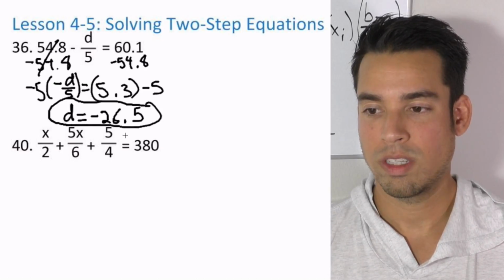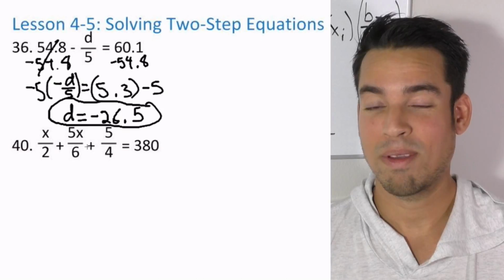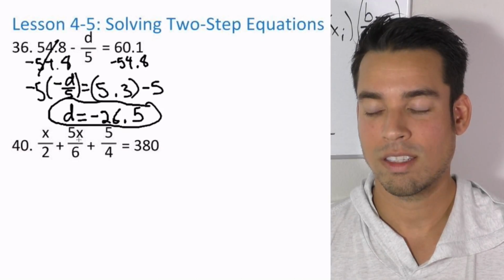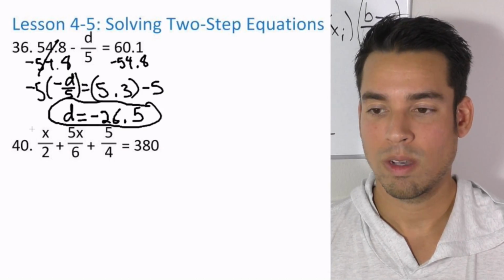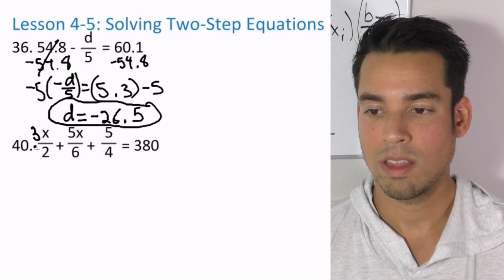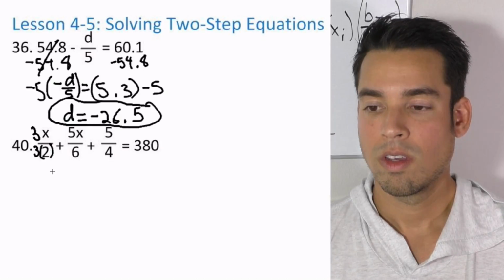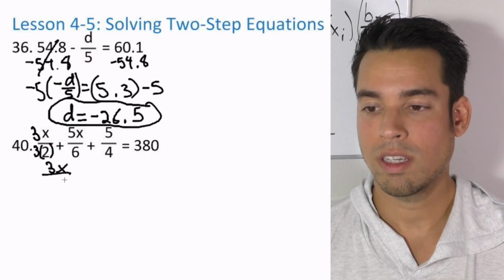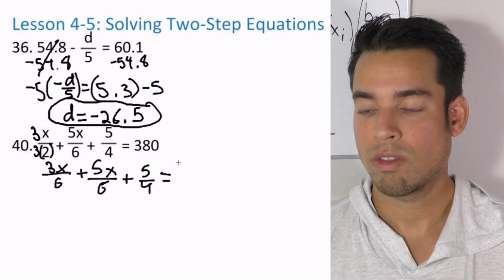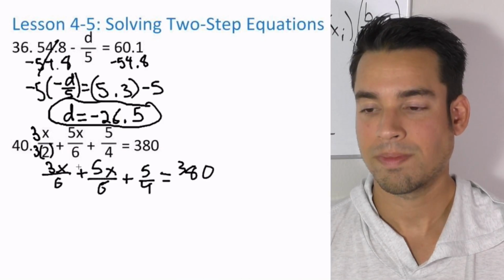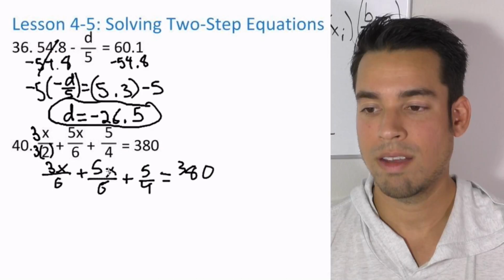Finally, we got this crazy problem. A lot of stuff happening here. So first of all, let's combine our like terms, because we got x here, no common denominator, that's no good. So guess what I'm gonna do? I'm gonna multiply the top and the bottom by 3. So that gives us 3x over 6 plus 5x over 6 plus 5/4 equals 380. Let's combine 3x and 5x.